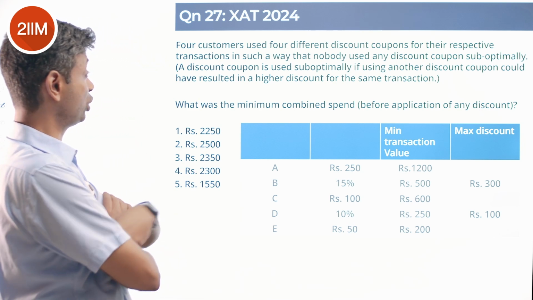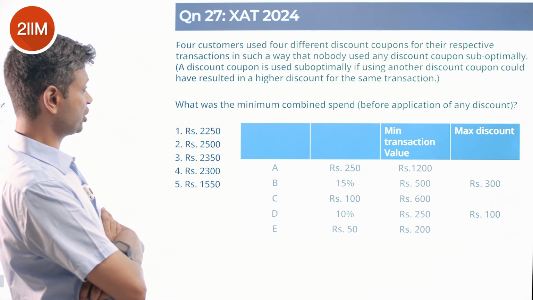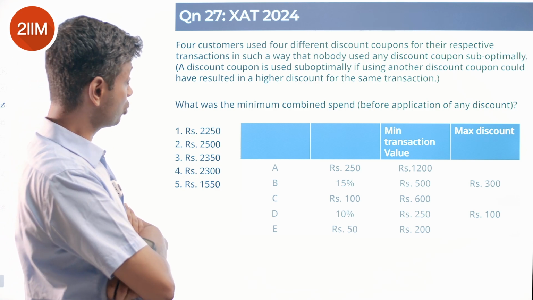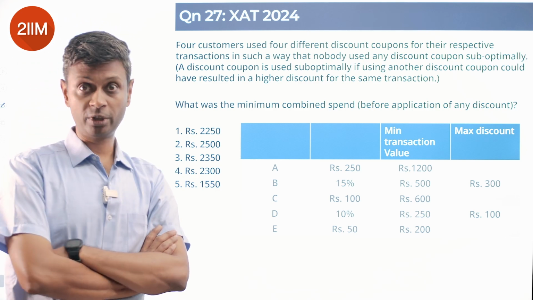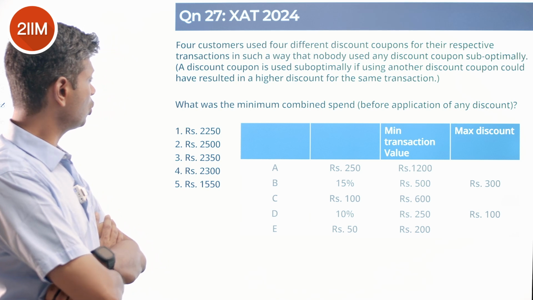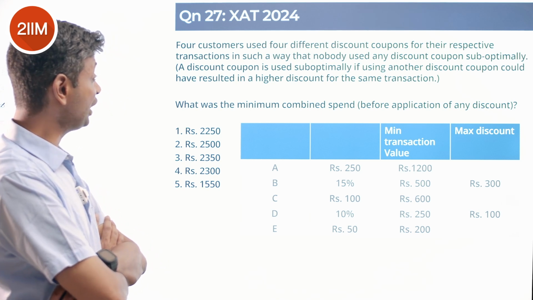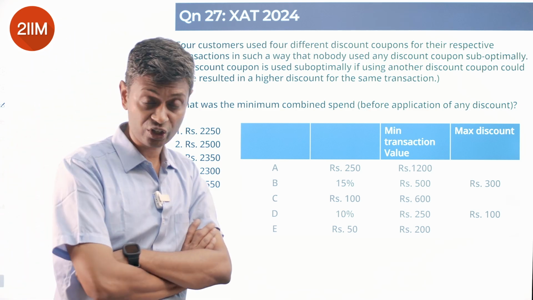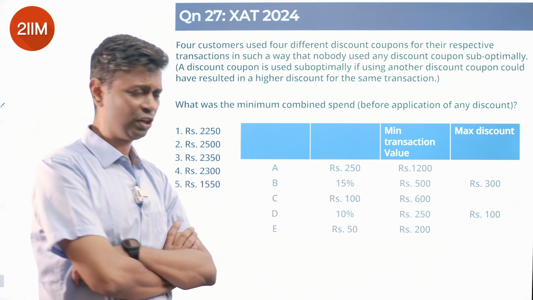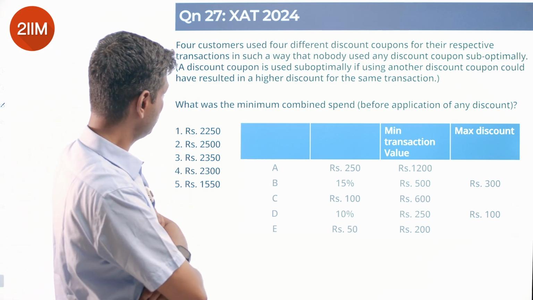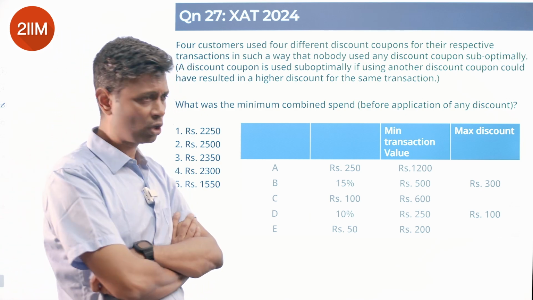4 customers use 4 different discount coupons for their respective transaction in such a way that nobody used any discount coupon suboptimally. Nice. A discount coupon is used suboptimally if using another discount coupon could have resulted in a higher discount for the same transaction. Very nice. Very interesting idea. And so, what is the maximum combined spend before application of any discount?